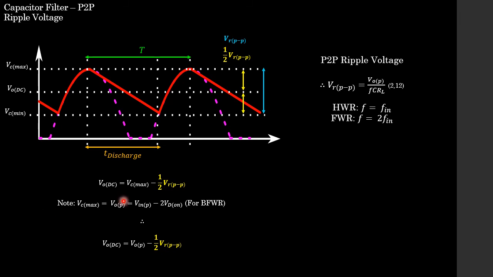Students, when we are looking at our ripple peak to peak voltage, which was derived in the previous slide, the frequency value, if you are working with a half wave rectifier circuit, make sure that you use the same frequency as the input frequency. But students, if you are using either of the full wave rectifier circuits, make sure that the frequency you are using is equal to 2 times the input frequency.